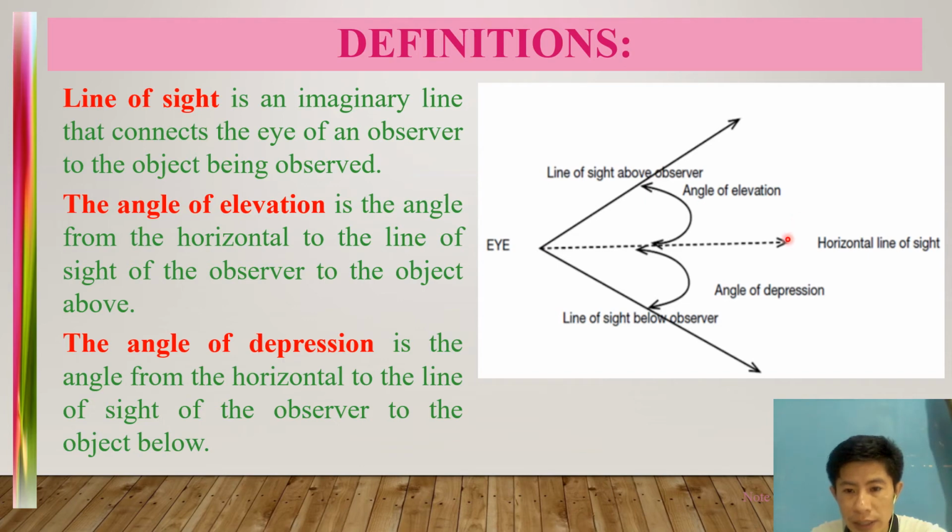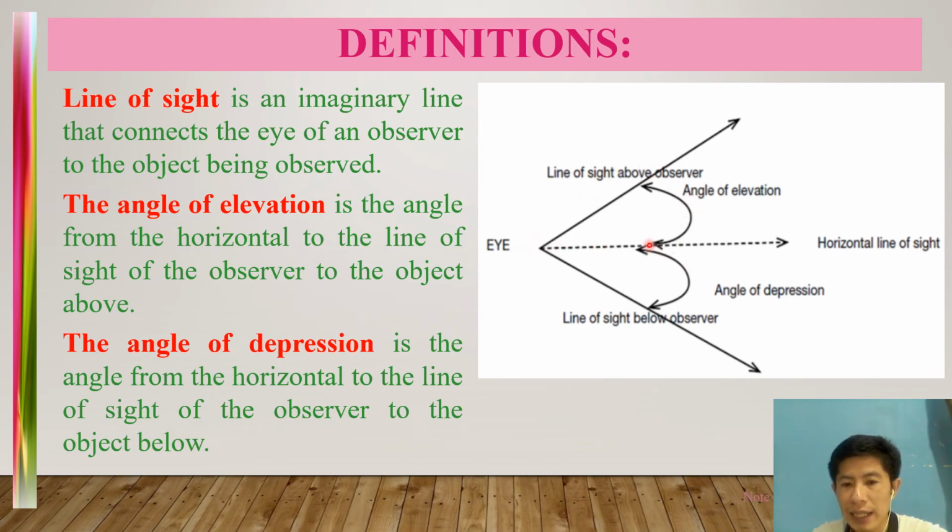Ito naman yung angle of depression. Etong angle na to. Yung angle na yan. So, na-form yung angle na yan because of the ray, yung line natin from the eye to the horizontal portion. And then, yung another line from the eyes pababa. So, ang tawag naman dyan ay angle of depression. Kapag yung angle ay pababa, angle of depression. Kapag yung angle ay nasa taas, angle of elevation.